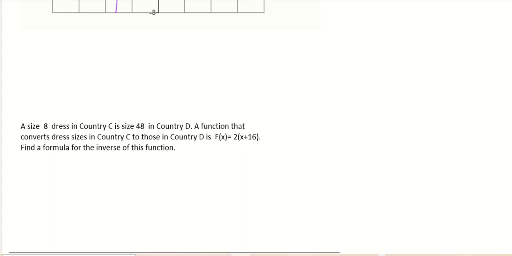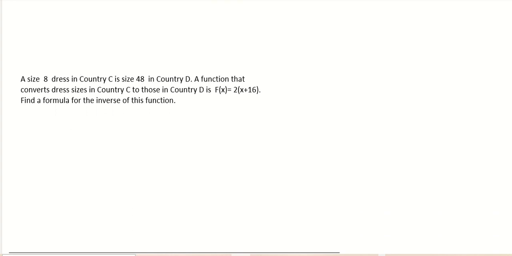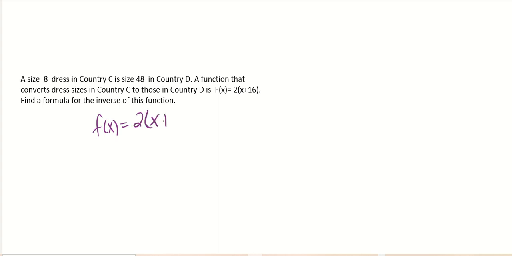So we are saying that f of x equals 2 times x plus 16. So we want to find the inverse of this function. What we need to do first is say y equals 2x plus 32. So first things first, I changed the f of x and set it equal to y, and then I went ahead and did a little distribution, right?